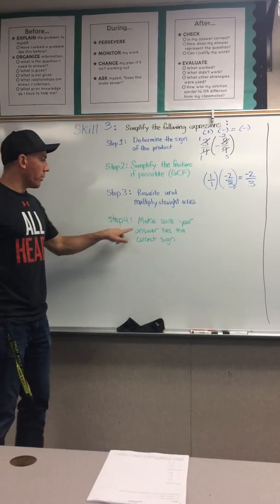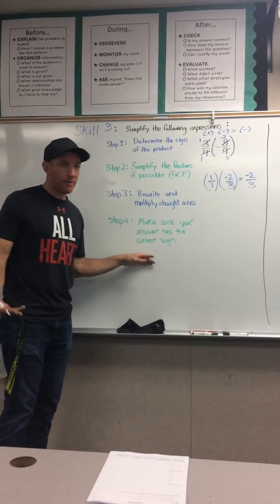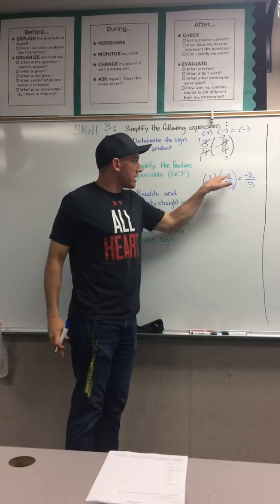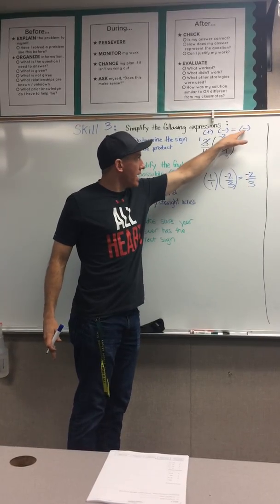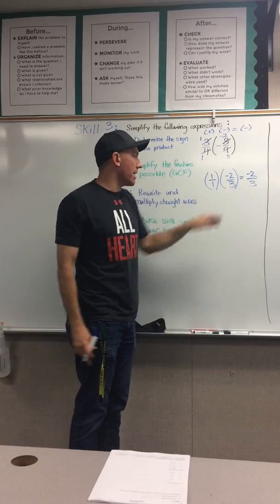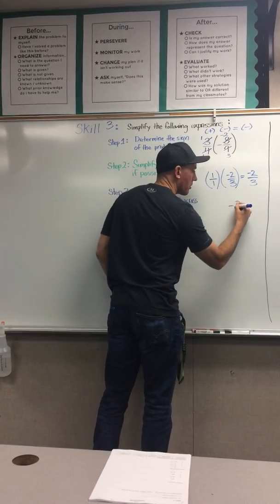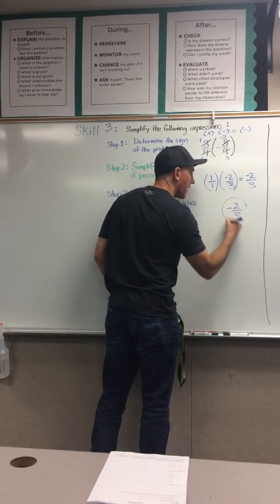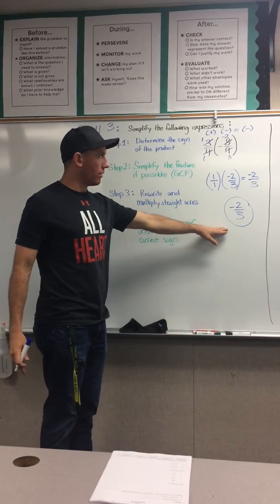And now it's step 4. We want to make sure, does our answer actually have the correct sign? I remembered that this negative goes with it, which is excellent, and it's true. My sign is negative, my answer, my product is negative. So I'm going to rewrite it down here knowing I have the right answer, and I can circle it, okay?